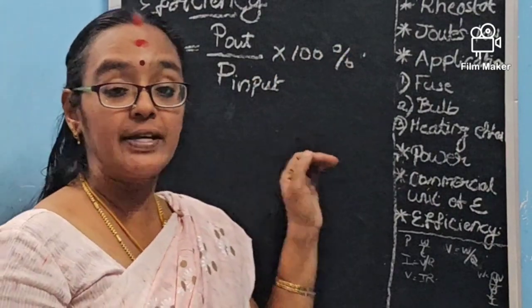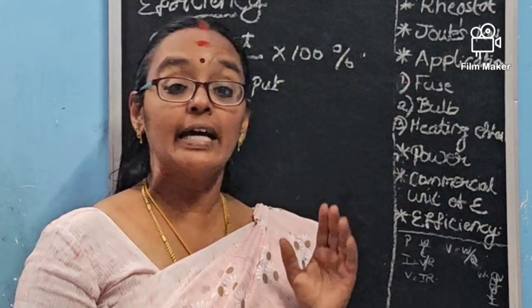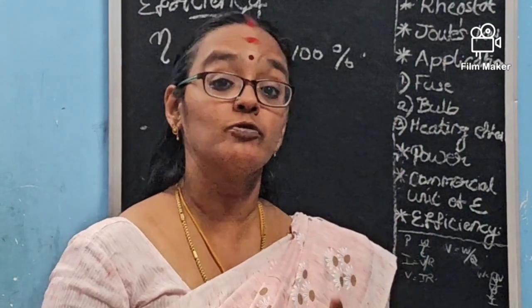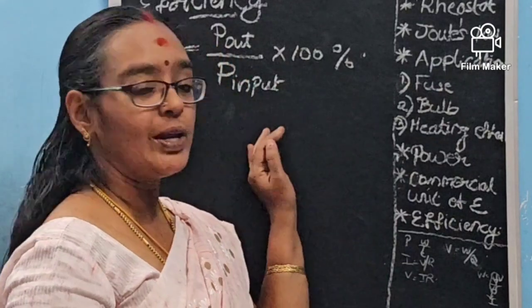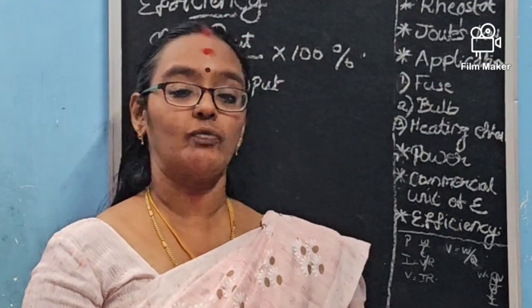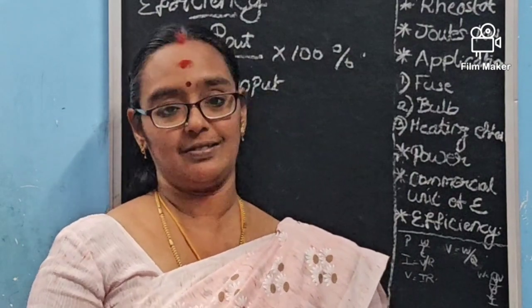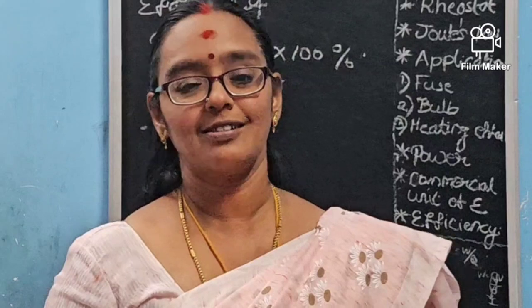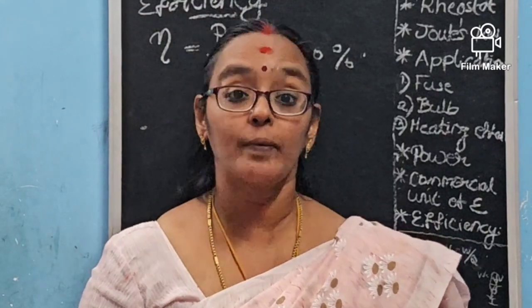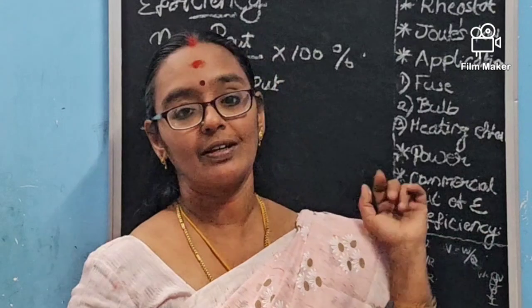If this value is very high, it means that device or equipment has high efficiency. If this value is comparatively low, the efficiency of this device is very less. This is efficiency. This is a small topic, and based on that numericals may come. That's why I am giving stress.